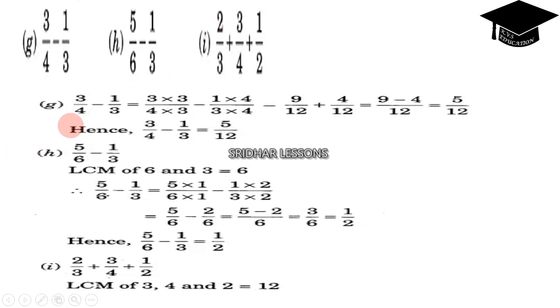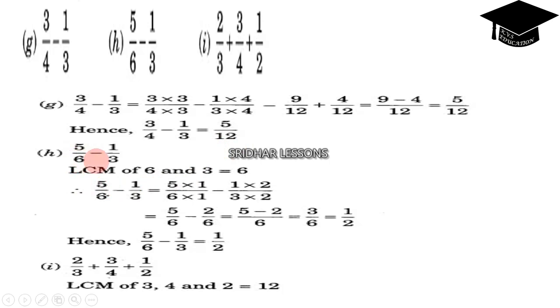I hope you understood. Again we will discuss. 3 by 4 minus 1 by 3, making the common denominator by multiplying 3 by 4 with 3 by 3, and 1 by 3 multiplied with 4 by 4. So 9 by 12 minus 4 by 12. So 9 minus 4 is equal to 5 by 12. Hence 3 by 4 minus 1 by 3 is equal to 5 by 12.